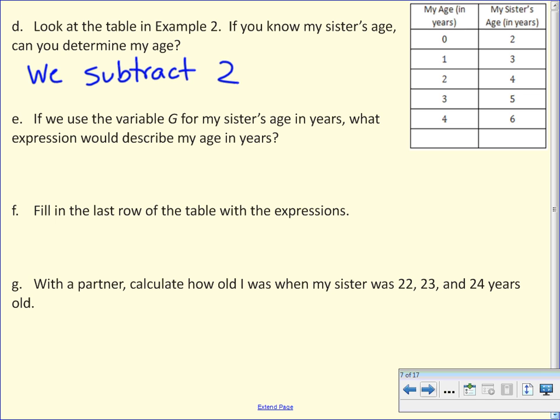So if my sister is G, what's mine? G minus 2. So if my sister is G, I'm G minus 2. I don't like that they use the capital letter. Traditionally, our variables are lowercase letters because capital letters are reserved for formulas like area, perimeter, volume.